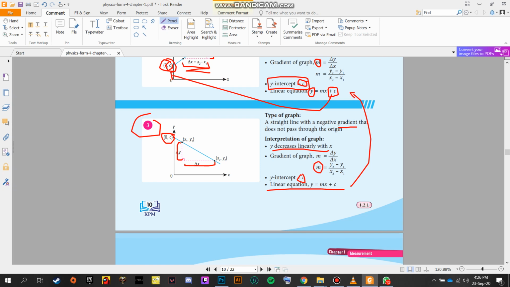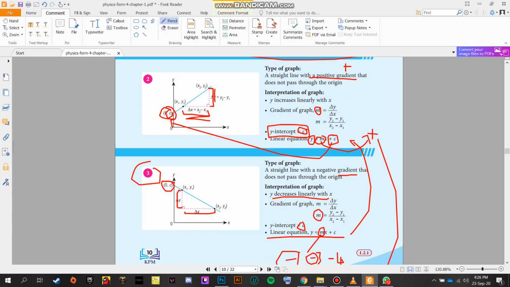However, we have to watch out for the gradient here. The gradient here would be a negative value. It could be -3, it could be -4. Either way, we would have a negative value here, while the m up here would be a positive value. That's the only difference between the graph going up and the graph going down, just the value of the gradient. This one would be a positive value, this one would be a negative value.